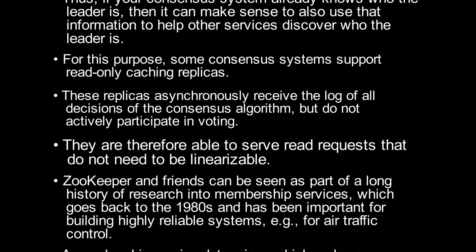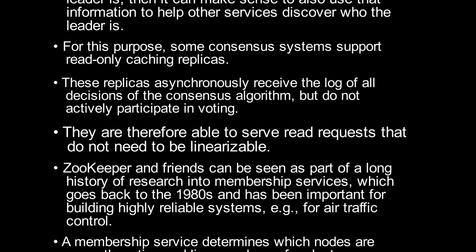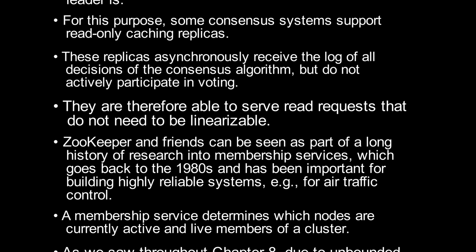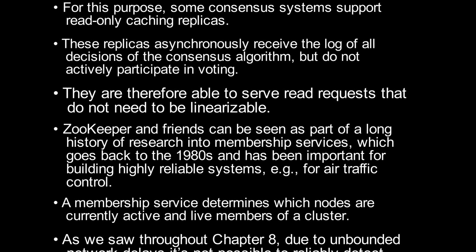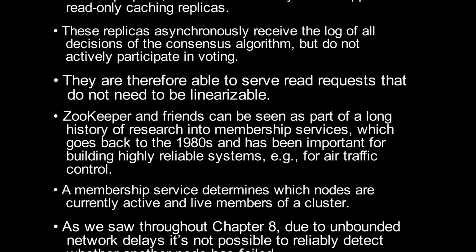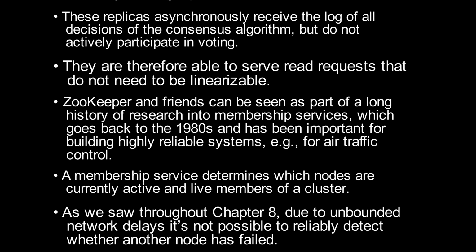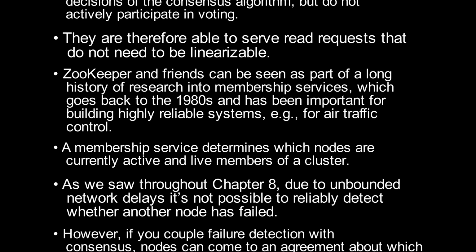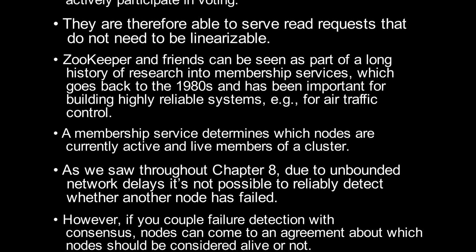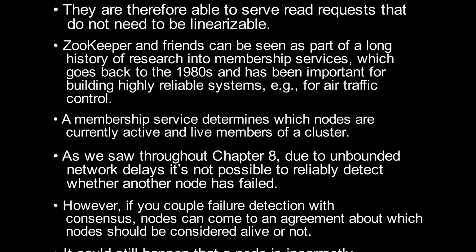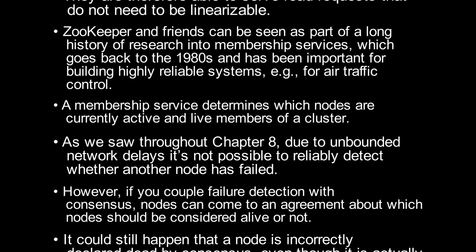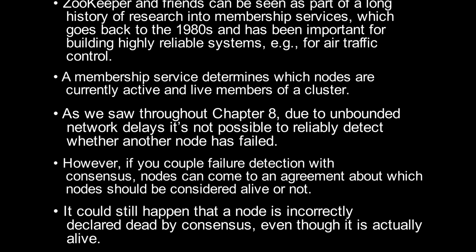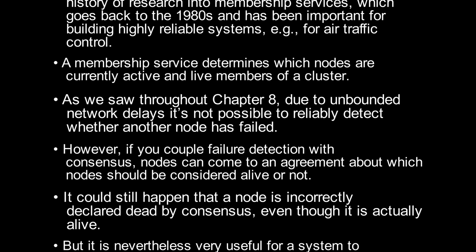Zookeeper and friends can be seen as part of a long history of research into membership services, which goes back to the 1980s and has been important for building highly reliable systems, for example for air traffic control. A membership service determines which nodes are currently active and live members of a cluster. As we saw throughout Chapter 8, due to unbounded network delays it's not possible to reliably detect whether another node has failed. However, if you couple failure detection with consensus, nodes can come to an agreement about which nodes should be considered alive or not.